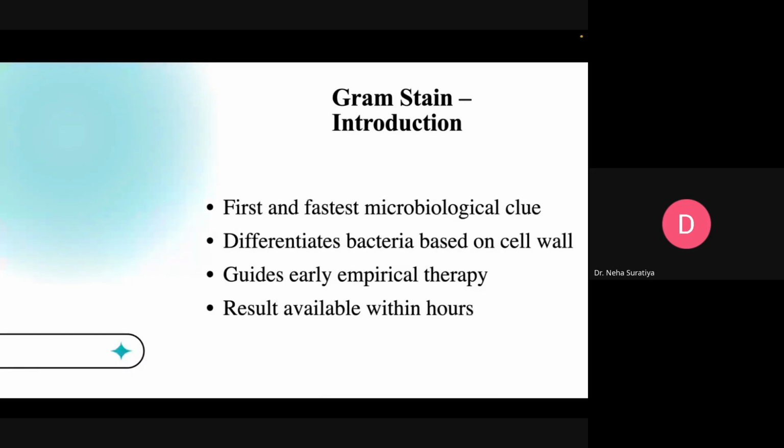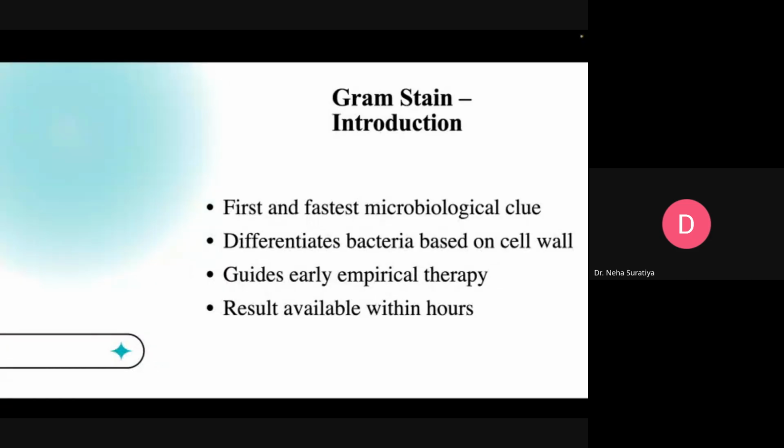Okay, shape. And shape defines a lot of things ahead. So it guides early broad-spectrum therapy, empirical therapy. And this is very important, the results are available within hours. Now timing is very important, it gives you an idea in very less time, and that's the reason in ICU or sepsis cases, gram stain often guides the first antibiotic choice, guys, even before the culture results.